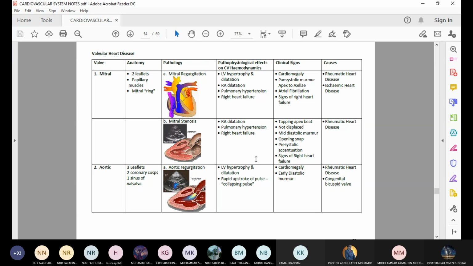So there will be elevated JVP, and through the inferior vena cava, it will go down. The pressure will cause the liver to be enlarged also. Okay, there will be hepatomegaly, and there will be ascites, and there will be edema. So mitral regurgitation is a very bad disease to have. Yeah.